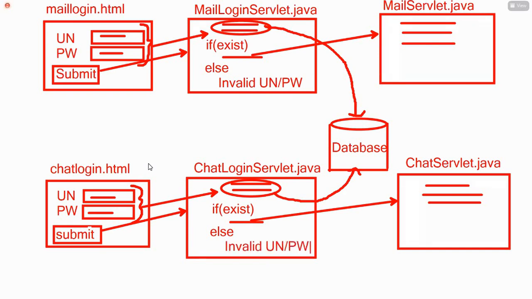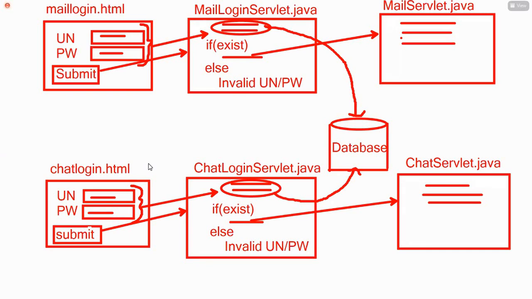Now, here the mail servlet code and the chart servlet code are completely different. It is not the same. It is a mail application, it is a chart application, so different code will be there. But this login servlet code is the same. Only one word differs: here the URL pattern of mail servlet, here the URL pattern of chart servlet. In this program also only one word is different.